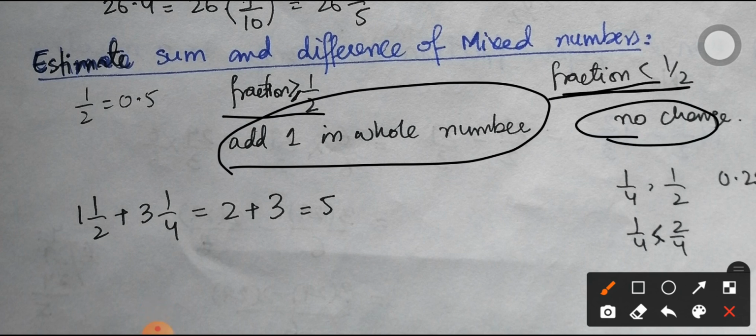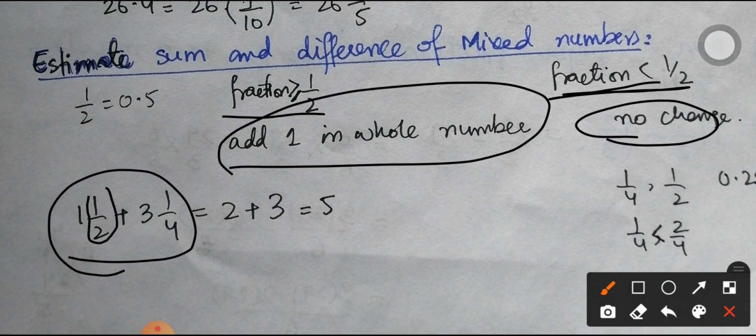For example, if I have 1 whole 1 by 2 plus 3 whole 1 by 4 and we have to estimate the sum, what we are going to do is, as the fraction part is 1 by 2 in this case, this will be rounded off to 1 plus 1, 2. Then we have 3 whole 1 by 4, so we will check the relation of this 1 by 4 with 1 by 2, whether it is less than or greater than 1 by 2. For 1 by 4 and 1 by 2, when I multiply 1 by 2 with 2, I will get 2 by 4. We multiply the number 2 with the numerator and the denominator to get 2 by 4.